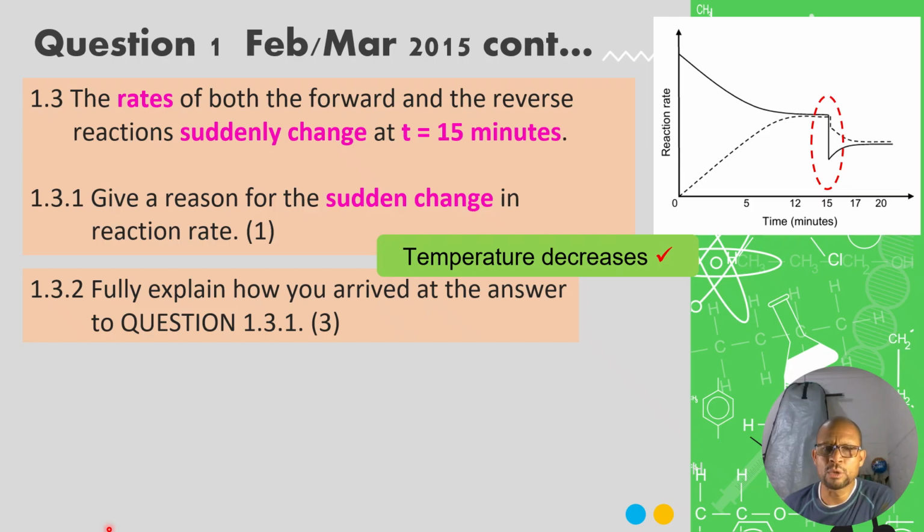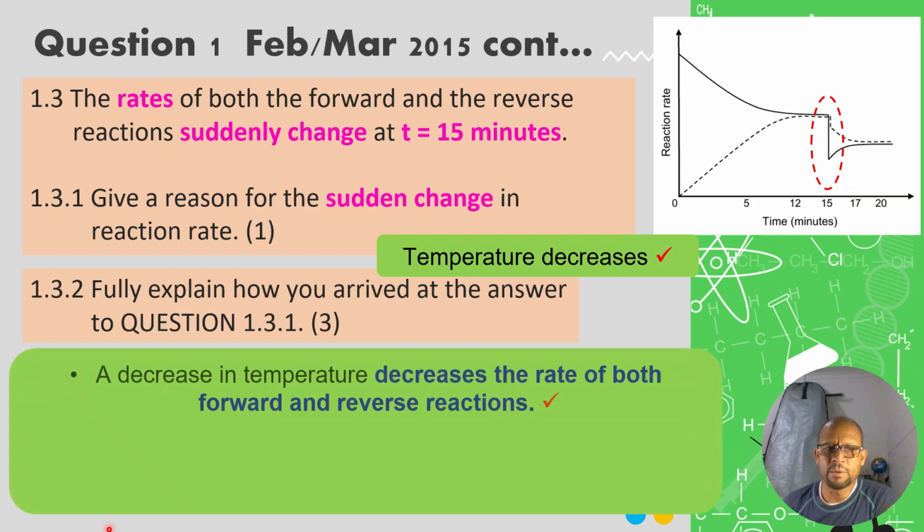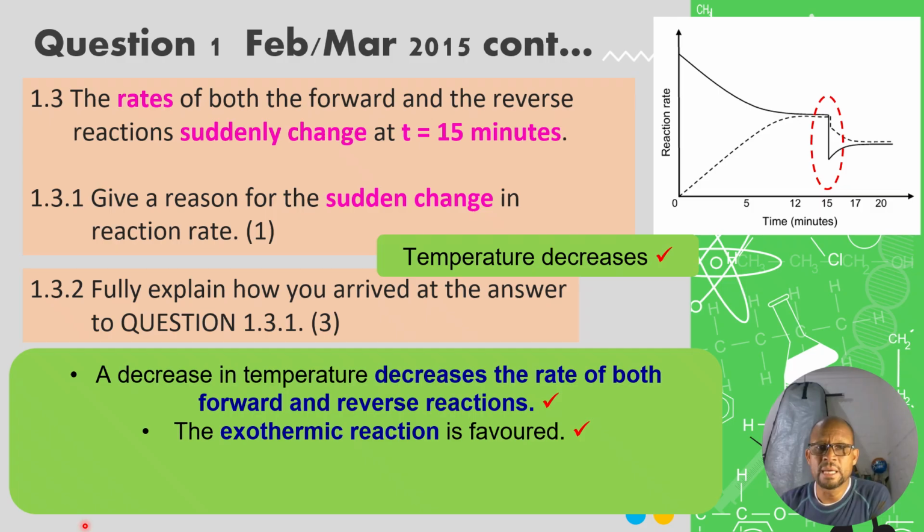1.3.2, how do we explain this? Okay, let's go. Our first point is the temperature decreases both the rate of the forward and the reverse reaction, not just the forward, mention both. And the second point is you need to take note and remember in the beginning of the question, they've indicated to us which is the endothermic and which one is the exothermic.